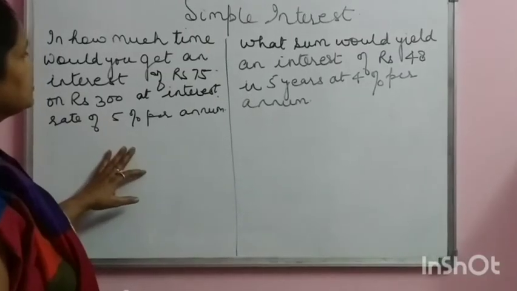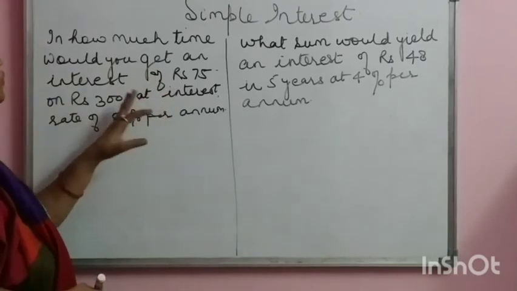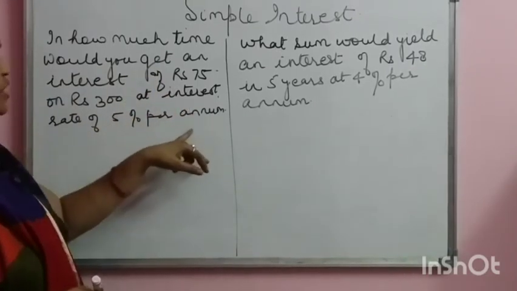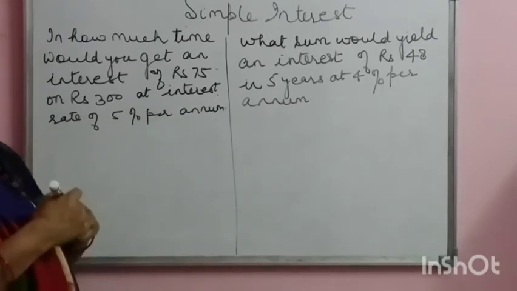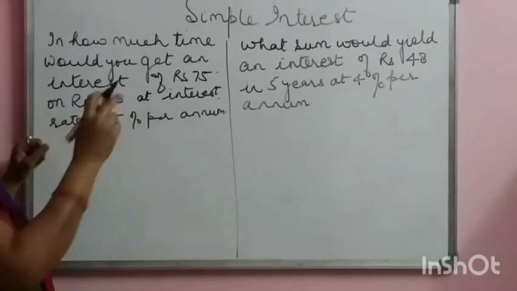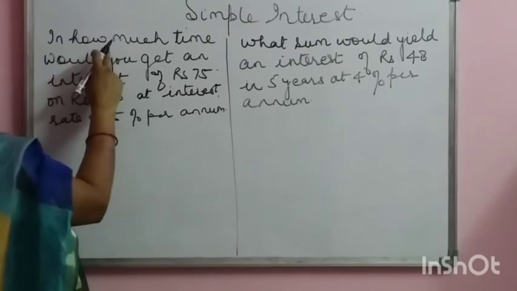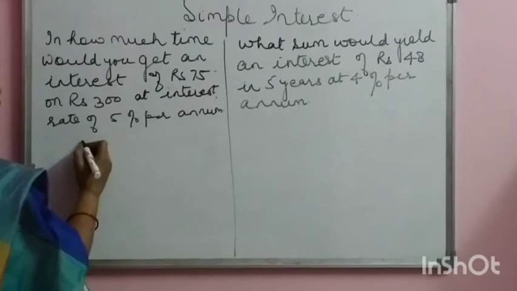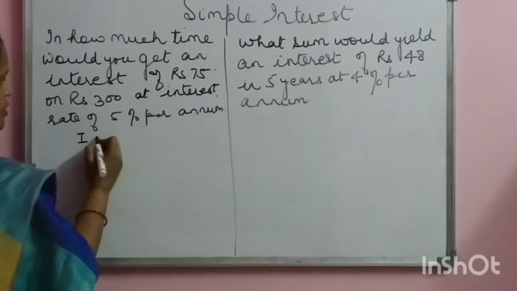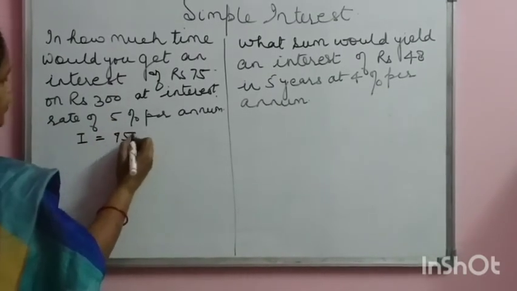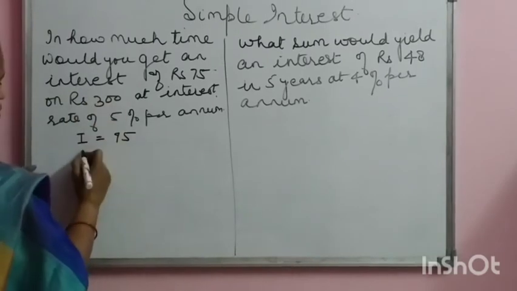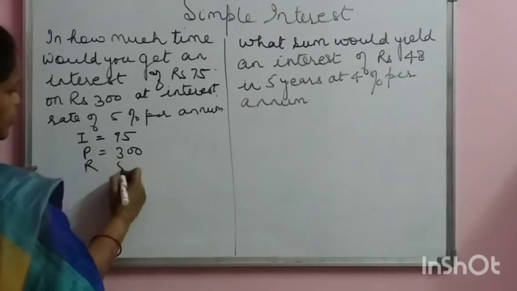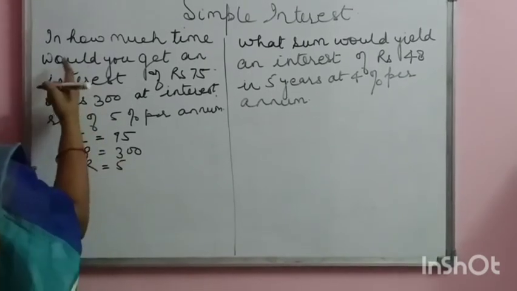Next problem is, in how much time would you get an interest of ₹75 on ₹300 at an interest rate of 5% per annum? Very simple to calculate. The question is how much time. So you have to calculate time. So what is given? I is given, that is 75. Your P is given 300. R is given 5, right? And now you have to calculate time.